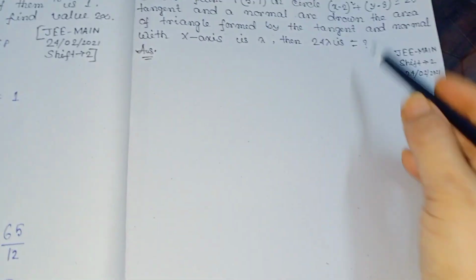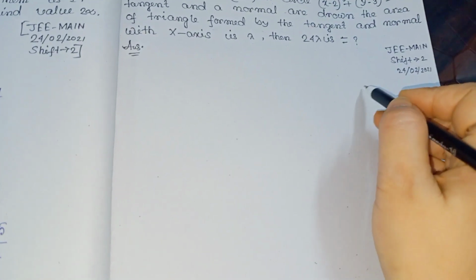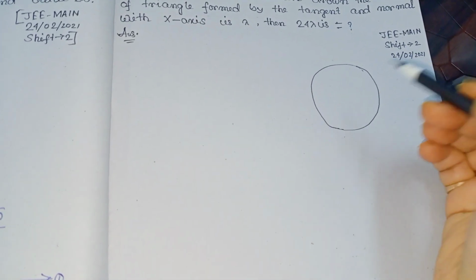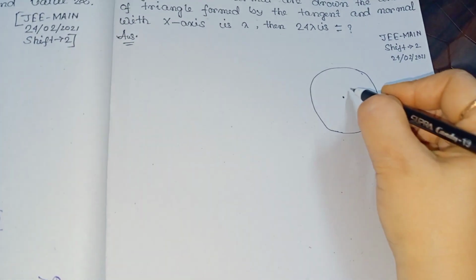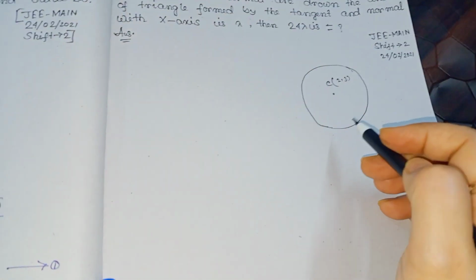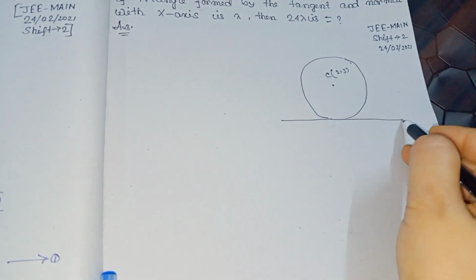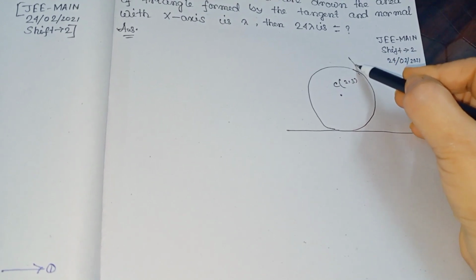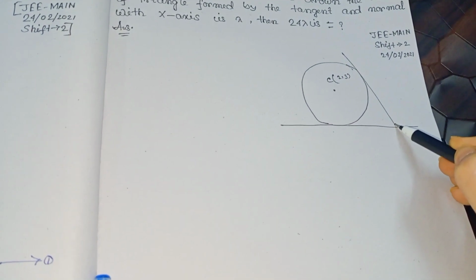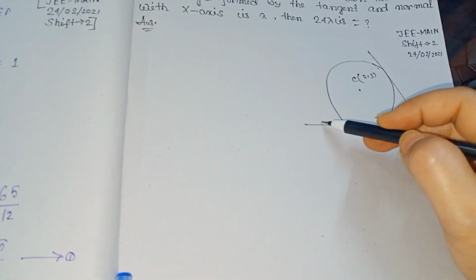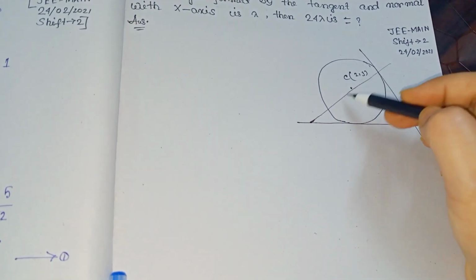So at first draw the picture. The circle is given here. So this is the circle, and the center of this circle C is equal to (2, 3). So this is the x-axis, and here is the tangent, the tangent is this, and the normal of the circle, normal is this.